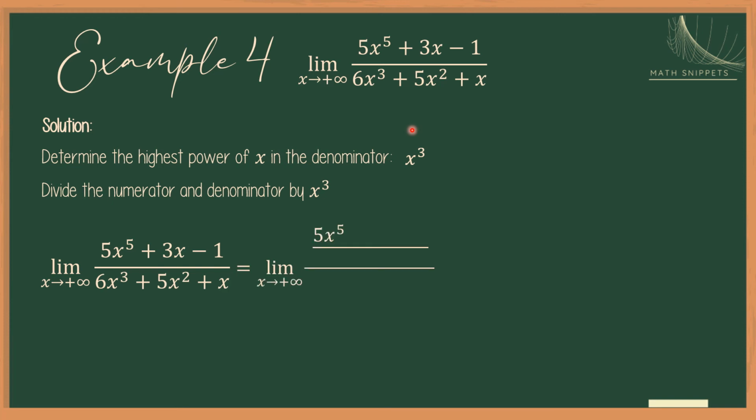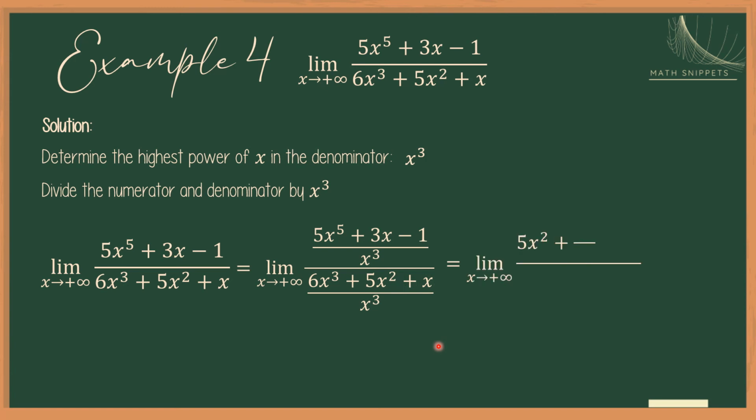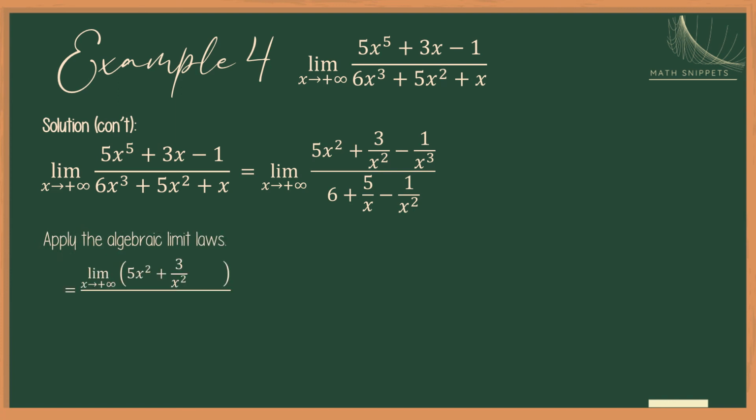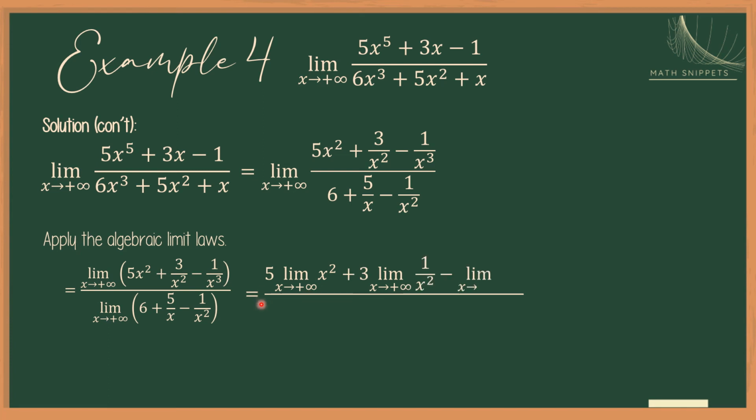This gives us this form, which when simplified gives us 5x to the 5th over x cubed, which is 5x squared. So you just simplify, and then we apply the algebraic limit laws, meaning we distribute the limit to every term. We also apply the constant multiple law if applicable. So for example, in this case, 5 is a multiplier, so that's why we took 5 out.